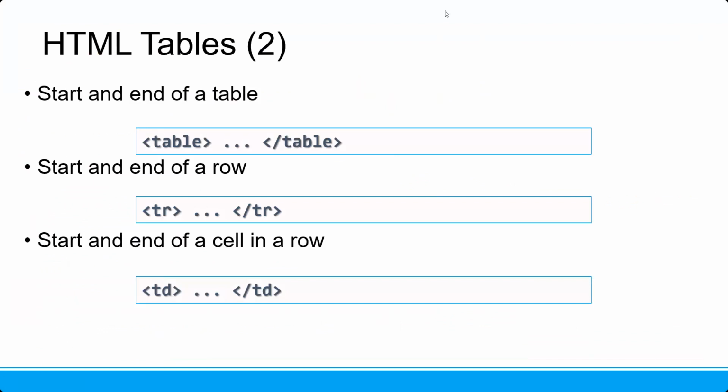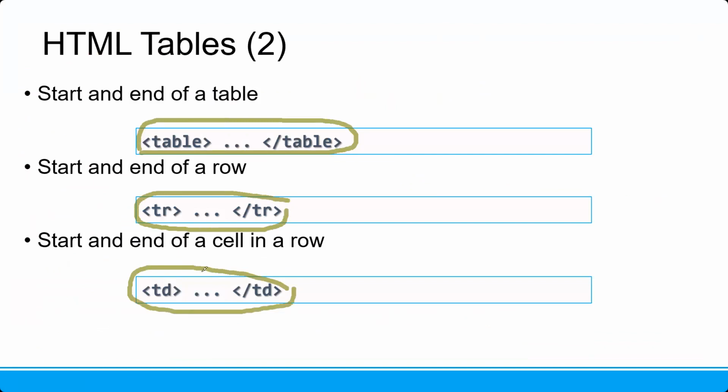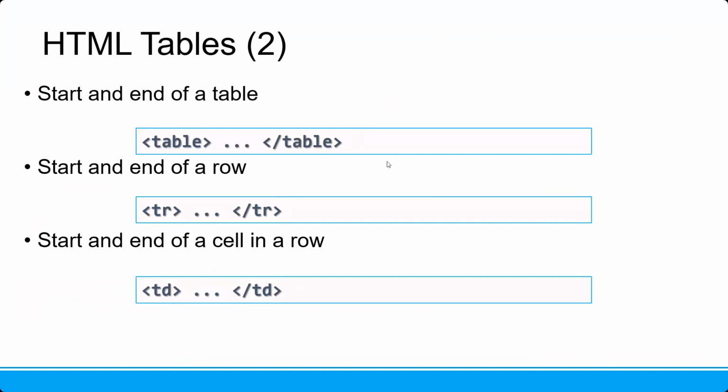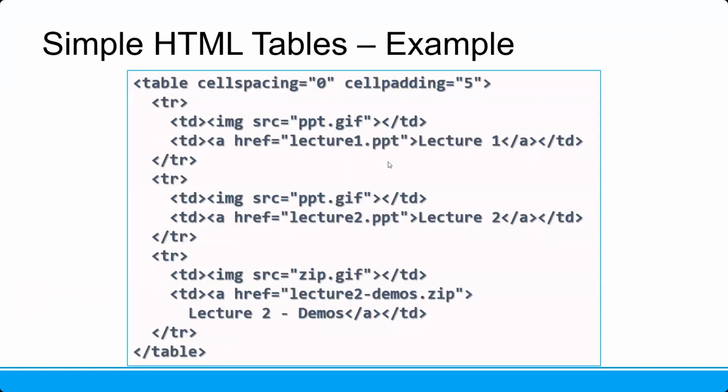So the table tag is to start and end the table. TR is to start and end a row, and TD is to start and end a cell in a row. Okay, so it is a cell. Now let's see this one.